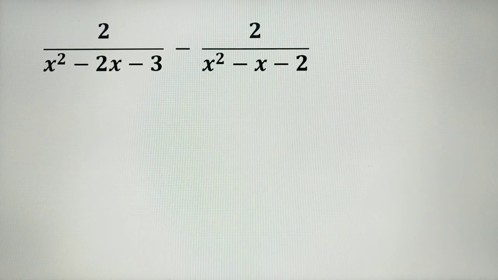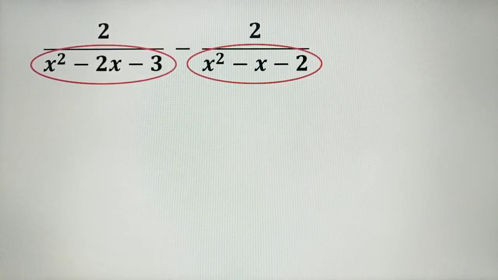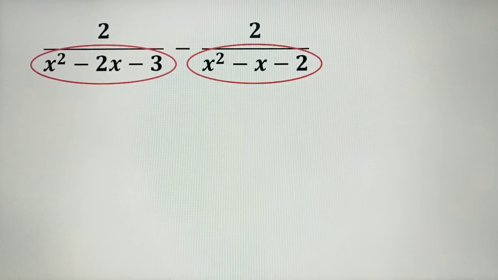Let's try this example. 2 over x squared minus 2x minus 3, minus 2 over x squared minus x minus 2. First, we have to factor these denominators to easily find the LCD of the two expressions.